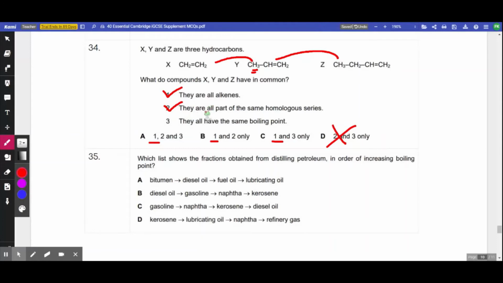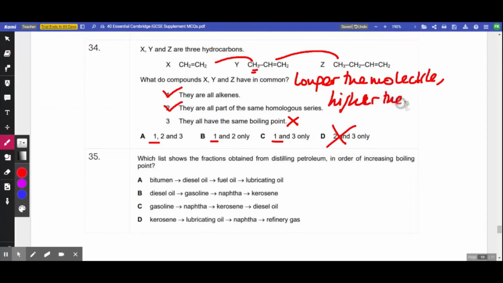And part 3, do they all have the same boiling point? I'm afraid to say that that is not true, because the longer the molecule, the higher the boiling point. Okay, and so that's a trend that you need to be aware of.